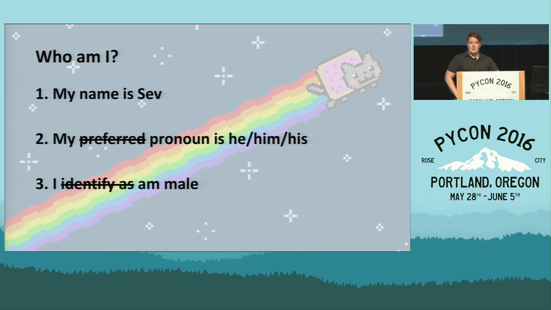Okay, so who am I? My name is Sev. My pronoun is he, him, his. It's not a preference. So when you talk to people about their pronouns, you just say, what is your pronoun? It's not a preference, it's a reality for me. Just like I don't identify as male, I am male. Kind of subtle language differences, but they convey something very important.